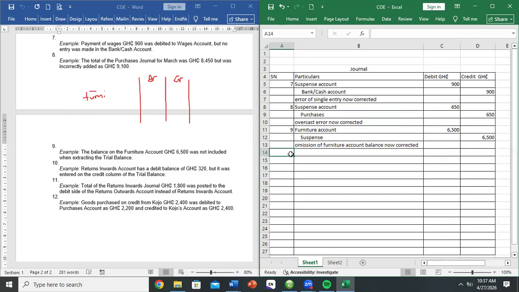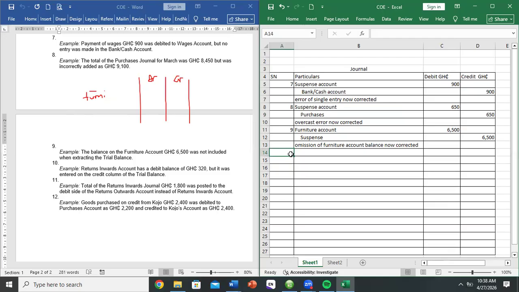Yes, Prof. Sir, please, can we say this is an error of partial reversal of entry? No, this is an omission from the trial balance, right? The accountant forgot to post a particular balance. Partial reversal will be where, okay, rather, sorry, partial omission, rather. Partial omission.